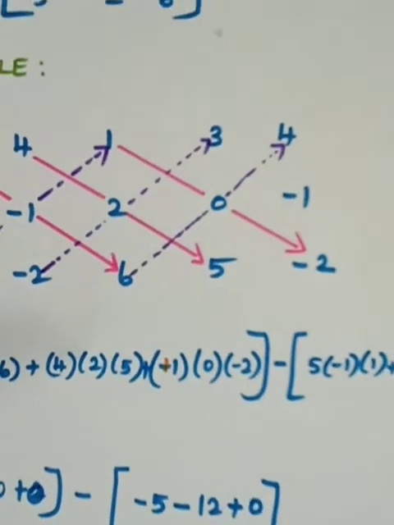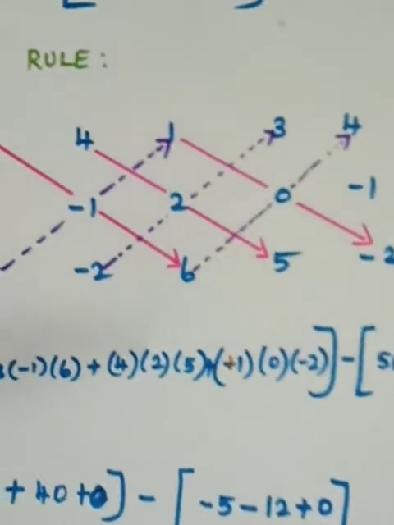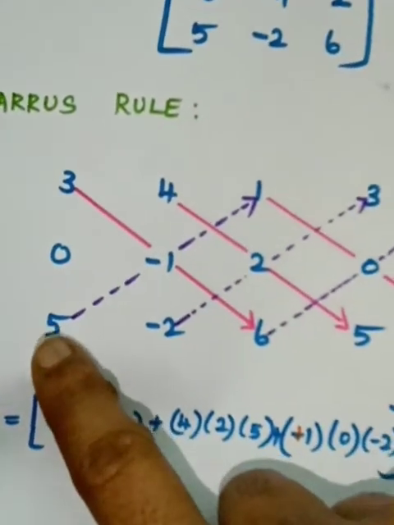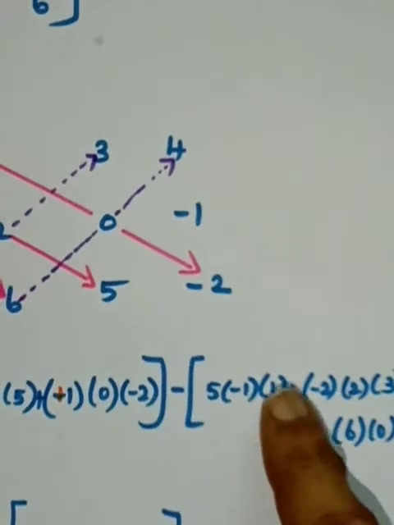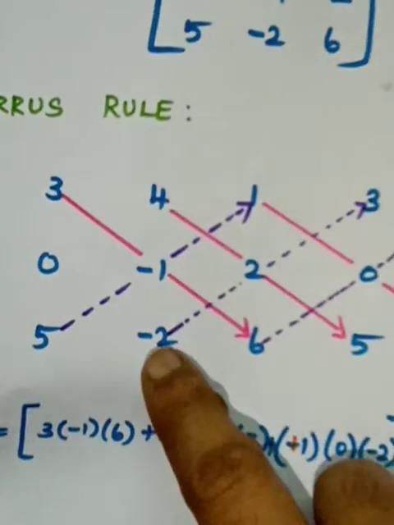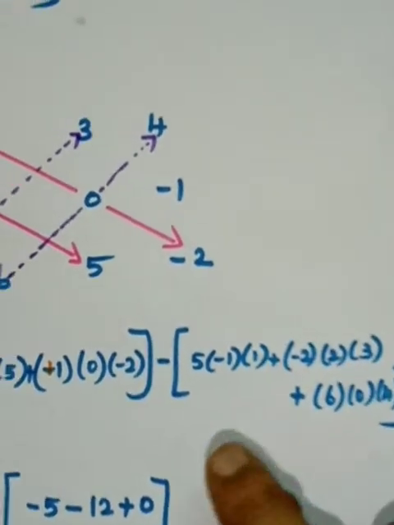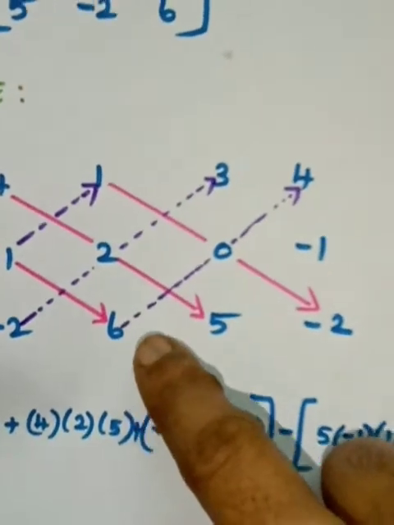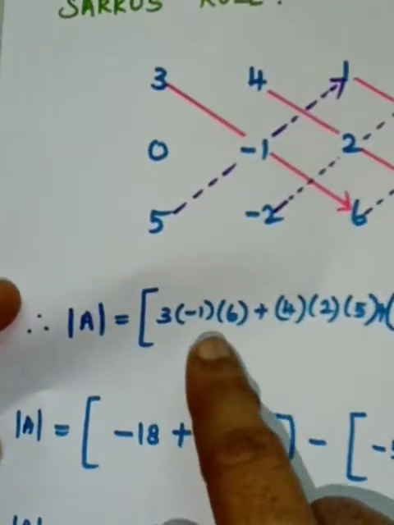So the main diagonal elements have to be multiplied. Next, in between you have to write minus. Then you have to multiply the sub-diagonal elements. What is it? 5 into minus 1 into 1, plus next minus 2 into 2 into 3, plus next one, 6 into 0 into 4. Now we have to calculate.